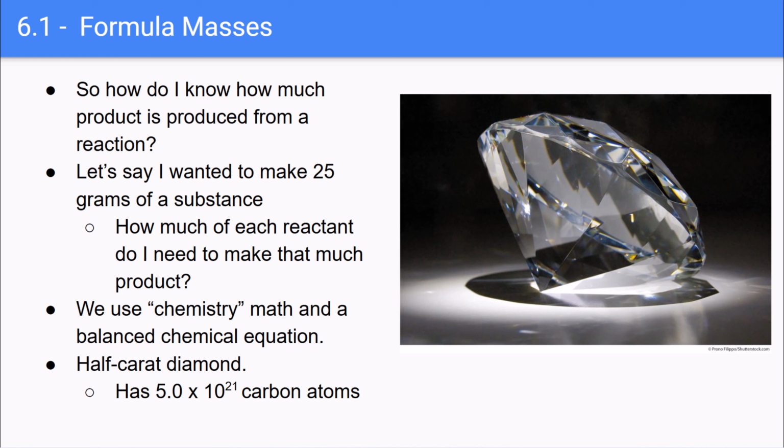So we use a fancy chemistry math and a balanced chemical equation in order to figure that out. If we really break down this beautiful diamond that's over here, let's say you end up with a half-carat diamond for one reason or another. It has 5.0 times 10 to the 21st carbon atoms. Well, how do I figure out how much starting materials I need to synthetically grow a lab diamond that is half a carat? I need that many carbon atoms. So I need to find some way to harvest those carbon atoms or utilize that many carbon atoms in a chemical equation in order to produce my lab diamond that's shown over here.